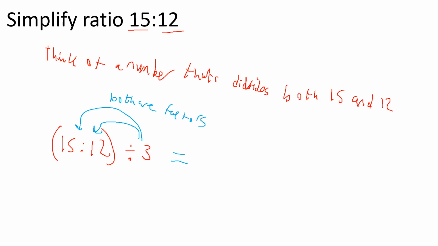Okay, so what's 15 over 3? 15 over 3 is 5. What's 12 over 3? 12 over 3 is 4. So we can simplify this ratio to 5 to 4.